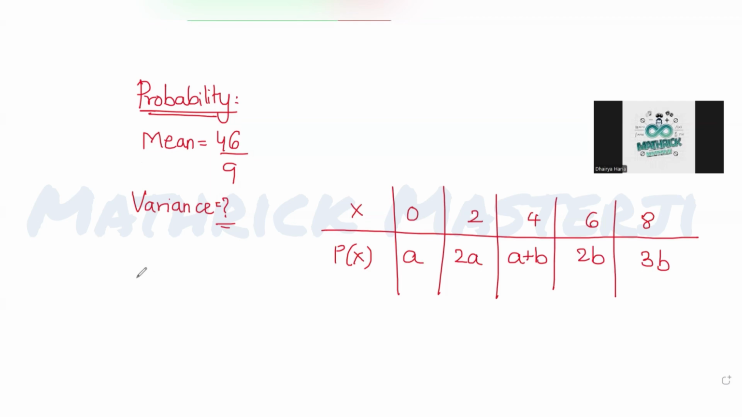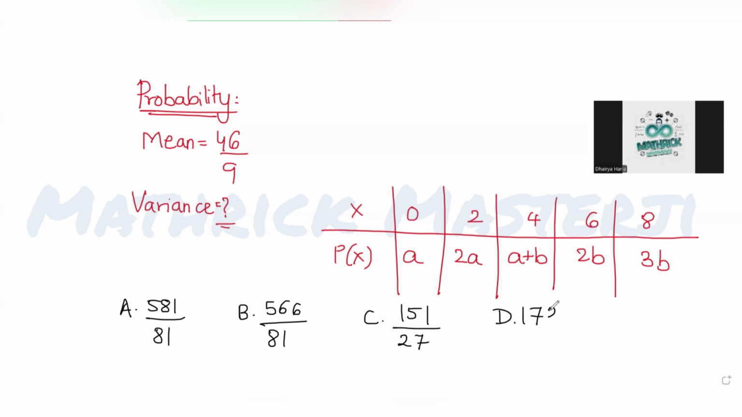The answer choices given here are: first, 581 over 81; second, 566 over 81; third, 151 over 27; and the fourth says 1703 over 27. So we have to figure out which one of the answer choices is the correct answer for the variance of this distribution. Let's try to figure that out.